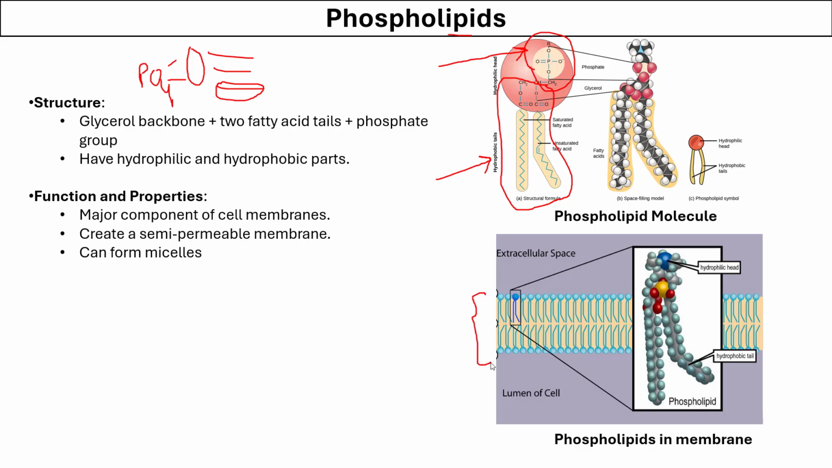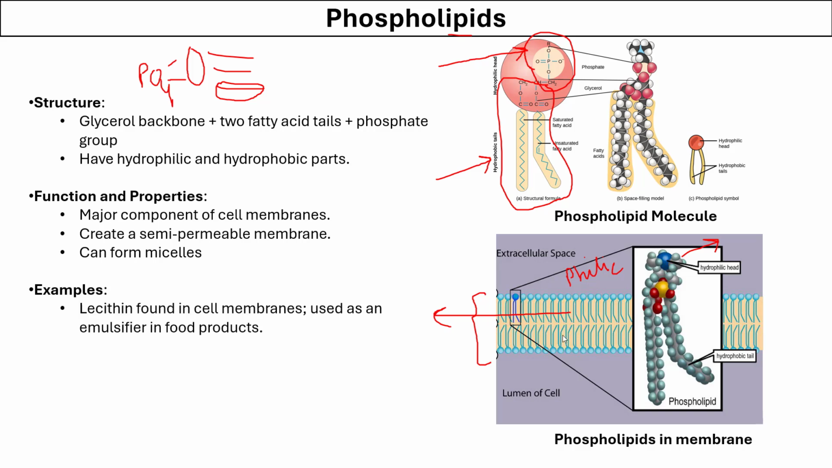Here is how these phospholipids are arranged in the plasma membrane. The charged phosphate side remains outside because it's hydrophilic, and this side, which is the long chain of fatty acids and is hydrophobic, remains inwards. Lecithin is another kind of lipid which is found in cell membrane, and it's used as an emulsifier in food production.